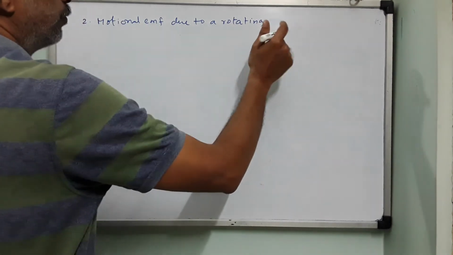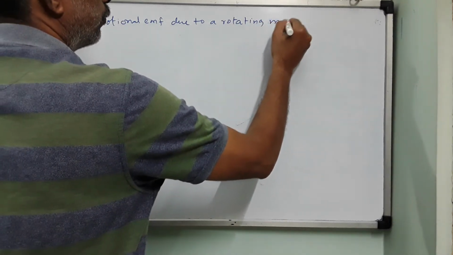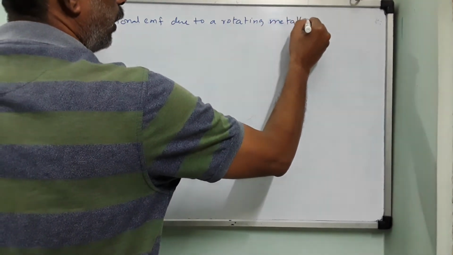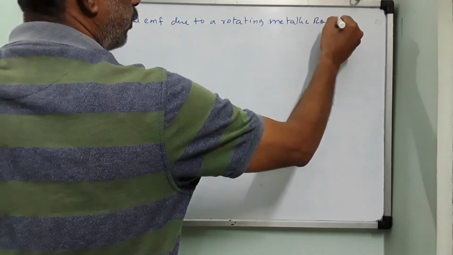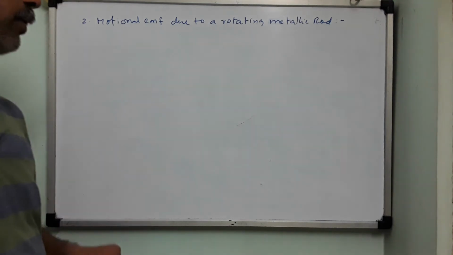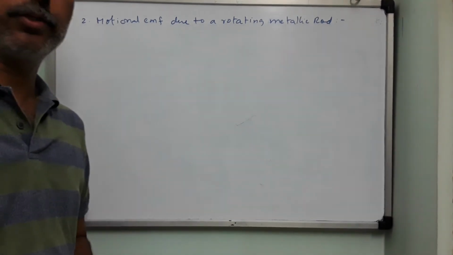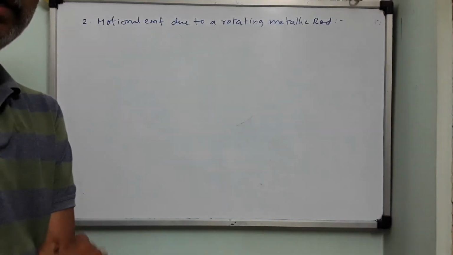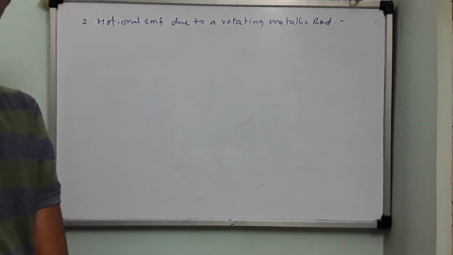Metallic rod, rotating in a magnetic field. Okay, so this is not mentioned as a separate topic in the textbook, children. It is discussed in an example with a numerical.